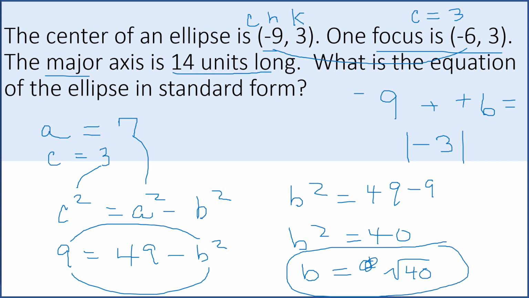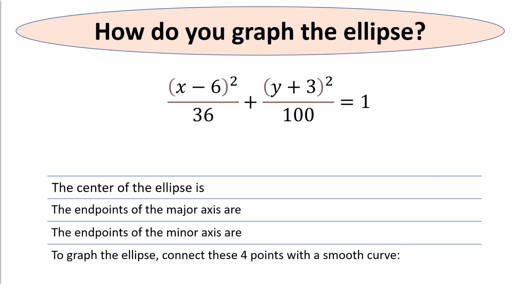That gives us the direction that we go in, positive or negative, from the center to get the vertices of the minor axis. All right, now let's put this into words, what we've been doing. The center of the ellipse, this is our step 1. Okay, so the center is positive 6, negative 3.